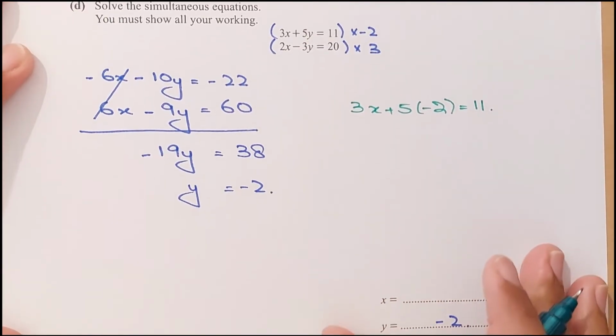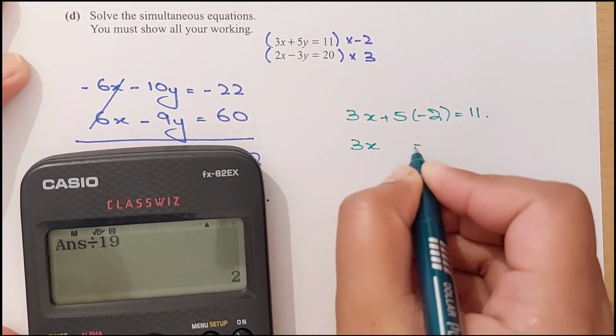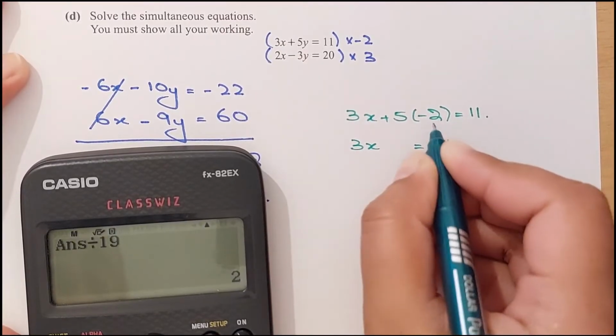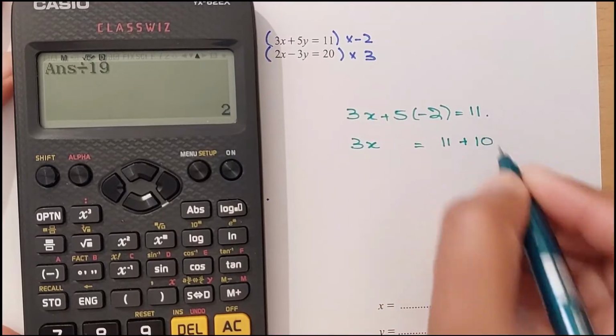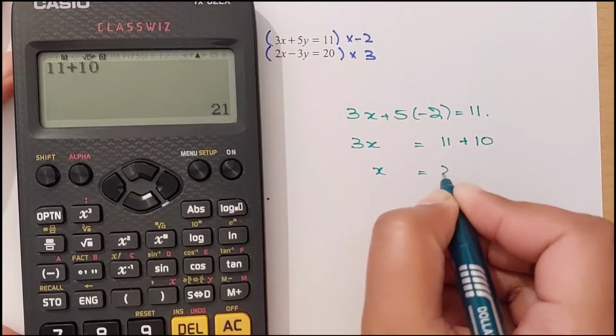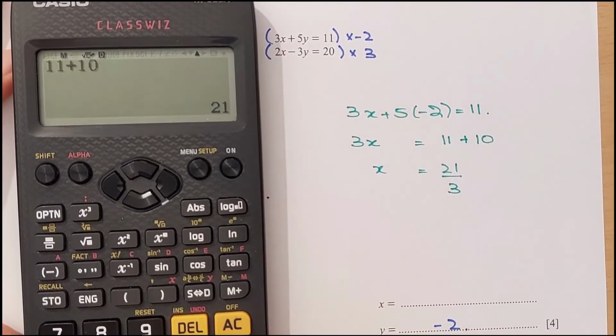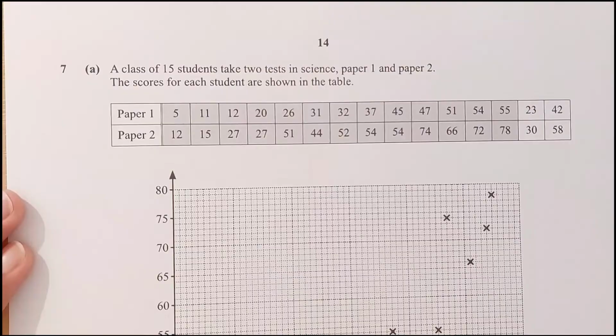I'm putting it in the first equation: 3 times x plus 5 times minus 2 equals 11. So 3x equals 11, this negative sign shifts to the plus, and 5 times 2 is 10. So 11 plus 10 is 21. x equals 21 divided by 3, that is 7. So x is 7 and y is minus 2.